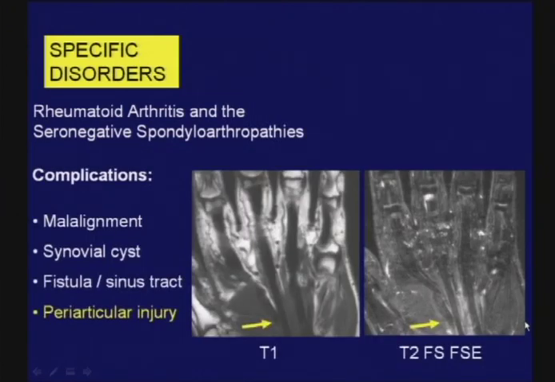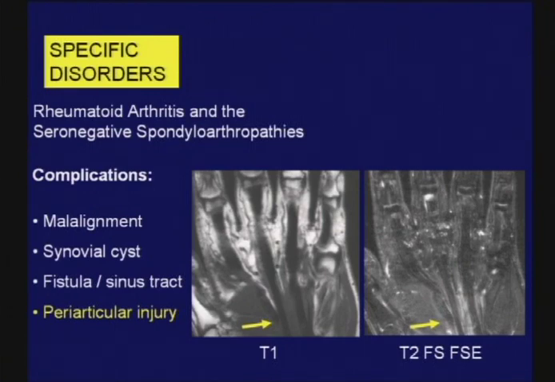In rheumatoid arthritis, and in fact in all of the synovial inflammatory diseases, there are a number of complications that may occur. Malalignment, synovial cyst formation, fistula or sinus tracts. In fact, there's an entity, sinus tract rheumatism or fistulous rheumatism, where we see the pannus on the skin surface, particularly in the foot. And periarticular injury, I'll give you an example. People with rheumatoid who have involvement of the shoulder often develop tears of the rotator cuff.